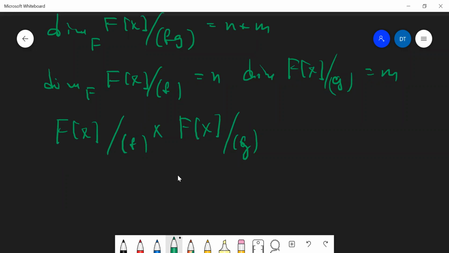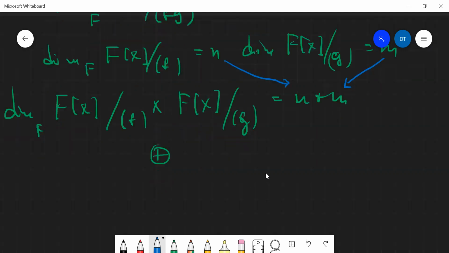If you replace the symbol of the Cartesian product by the symbol of the direct product, you will see that this space is exactly the direct product or the direct sum of these two spaces. And the dimension of the direct sum is just the sum of dimensions. So the dimension of this space is n plus m as well. It's the sum of these two dimensions.